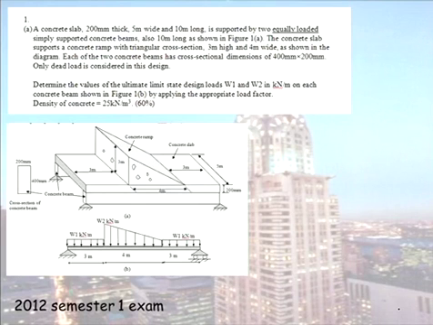We have a concrete slab, 200 mil thick, 5 metres by 10 metres long, supported by 2 equally loaded, simply supported concrete beams, also 10 metres long. The concrete slab supports a concrete ramp with triangular cross-section. That's the scary bit: 3 metres high, 4 metres wide. Each of the 2 concrete beams has a cross-sectional dimension of 400 by 200. Okay, this would get scary.